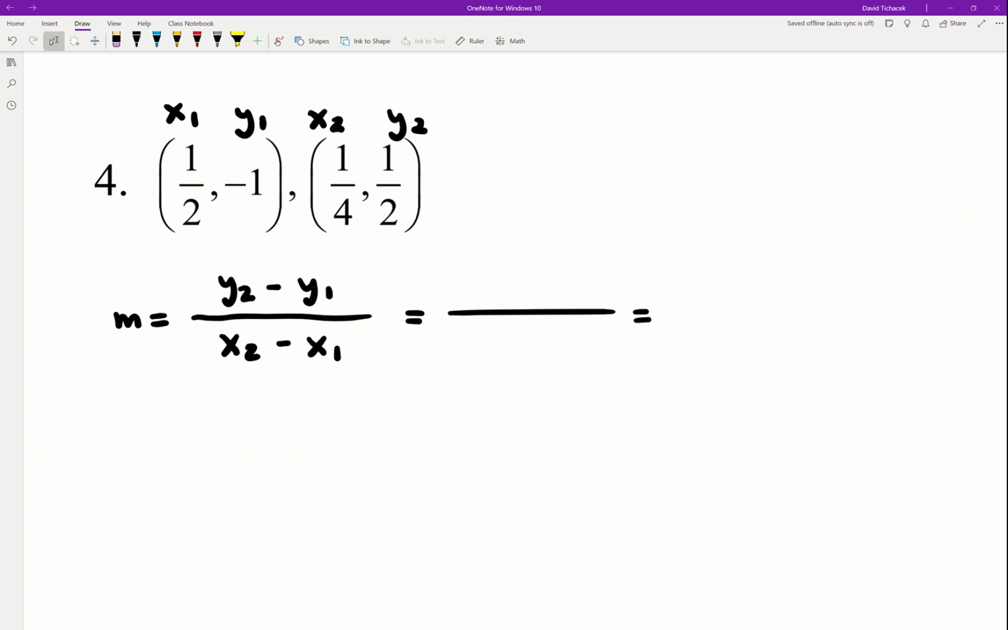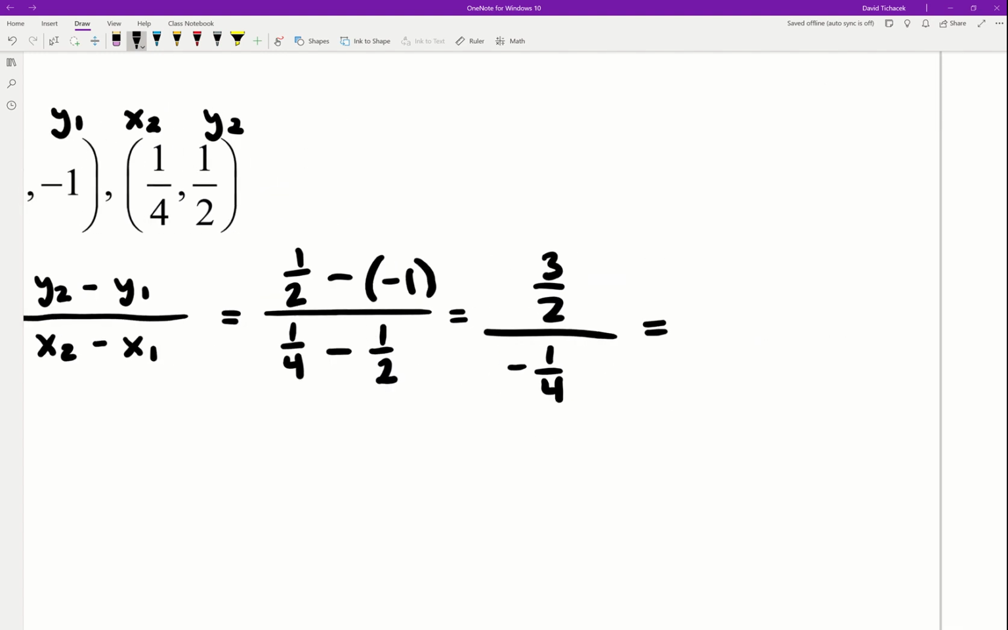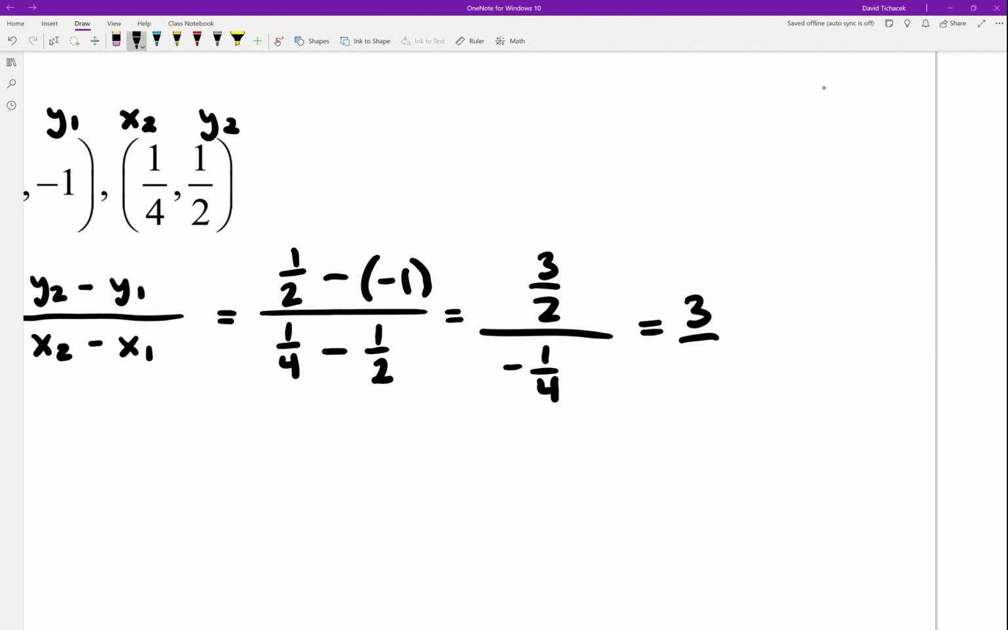And then finally, in this last one with the fractions, we could just use a calculator to evaluate these fractions, but it would be the exact same thing. So second y minus the first y gives you +3/2, either mentally or in the calculator. And then on the bottom, we have 1/4 minus 1/2. It's going to give you -1/4. If you were to figure this out by hand, this would be multiplying by the reciprocal when you divide by a fraction, right?